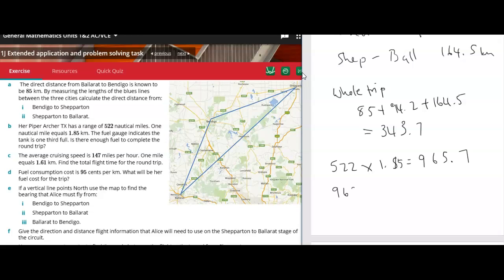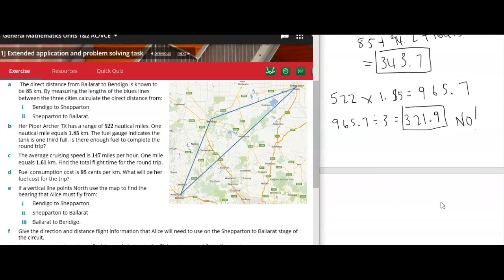So 965.7 divided by 3, because she's only got 1/3 of the tank, 321. So is she going to make it? This is how far she's got, and this is how much fuel she has. So the answer is no, she's not going to make it.